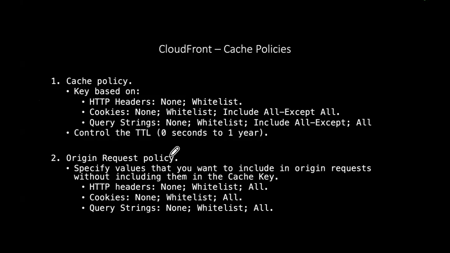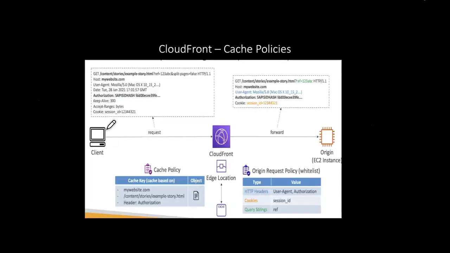The origin request policy, what that is related to, if I go on to the next slide. So here we have a client sending a request to a CloudFront edge location server. And here's our origin back here. Doesn't matter what the origin is. This particular image that I got, I think, is using an EC2 instance as the origin, but that doesn't matter. Let's imagine that this is the S3 bucket here.